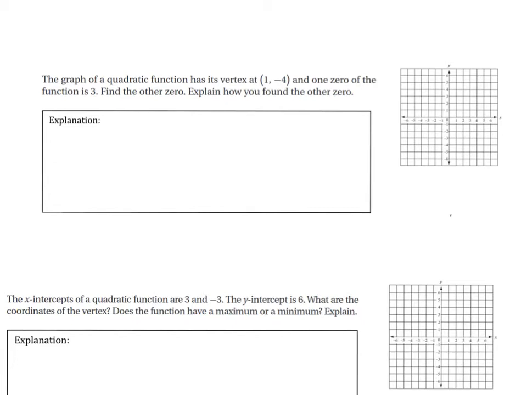So the first one talks about a quadratic function and it has its vertex. Remember, the vertex is the turning point. And so the vertex is at 1, -4. So remember, 1 is our x. So we go to the right 1, and then from that point we go down 4. So there's our vertex or turning point. All right, I'm going to put a V there.